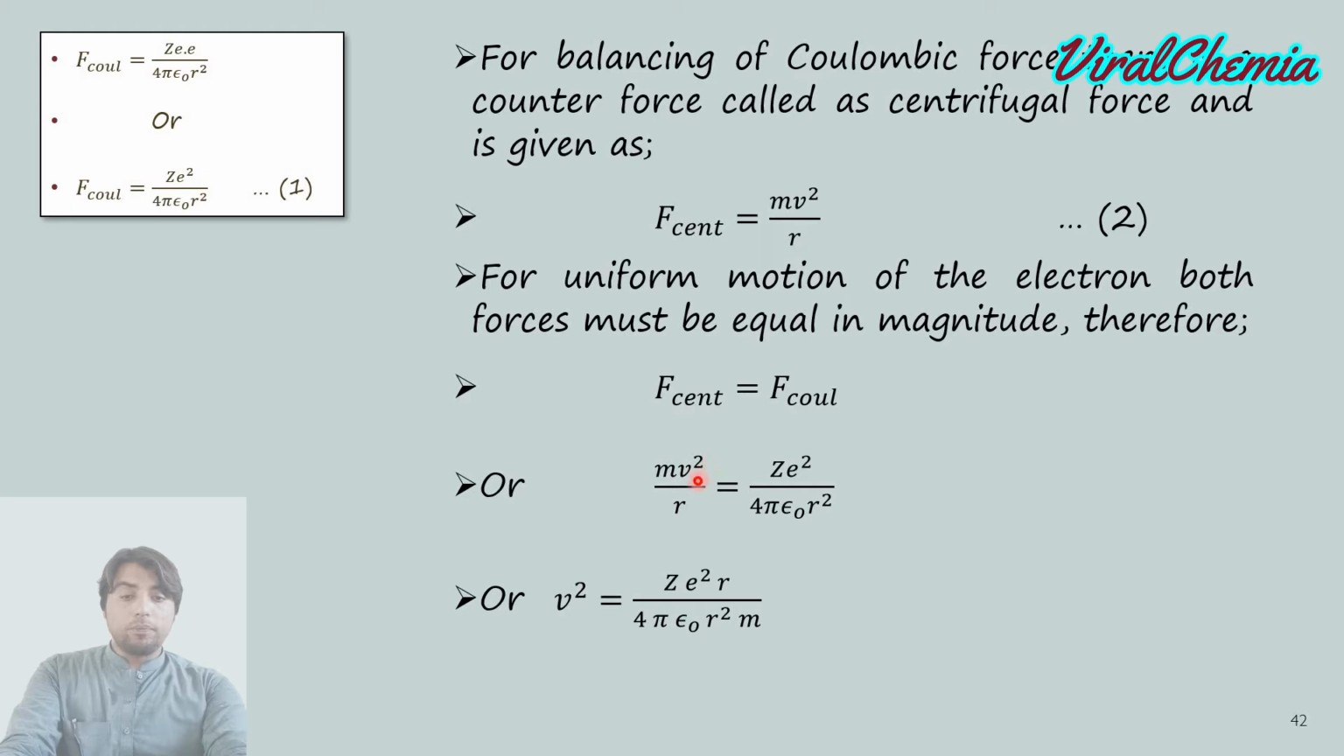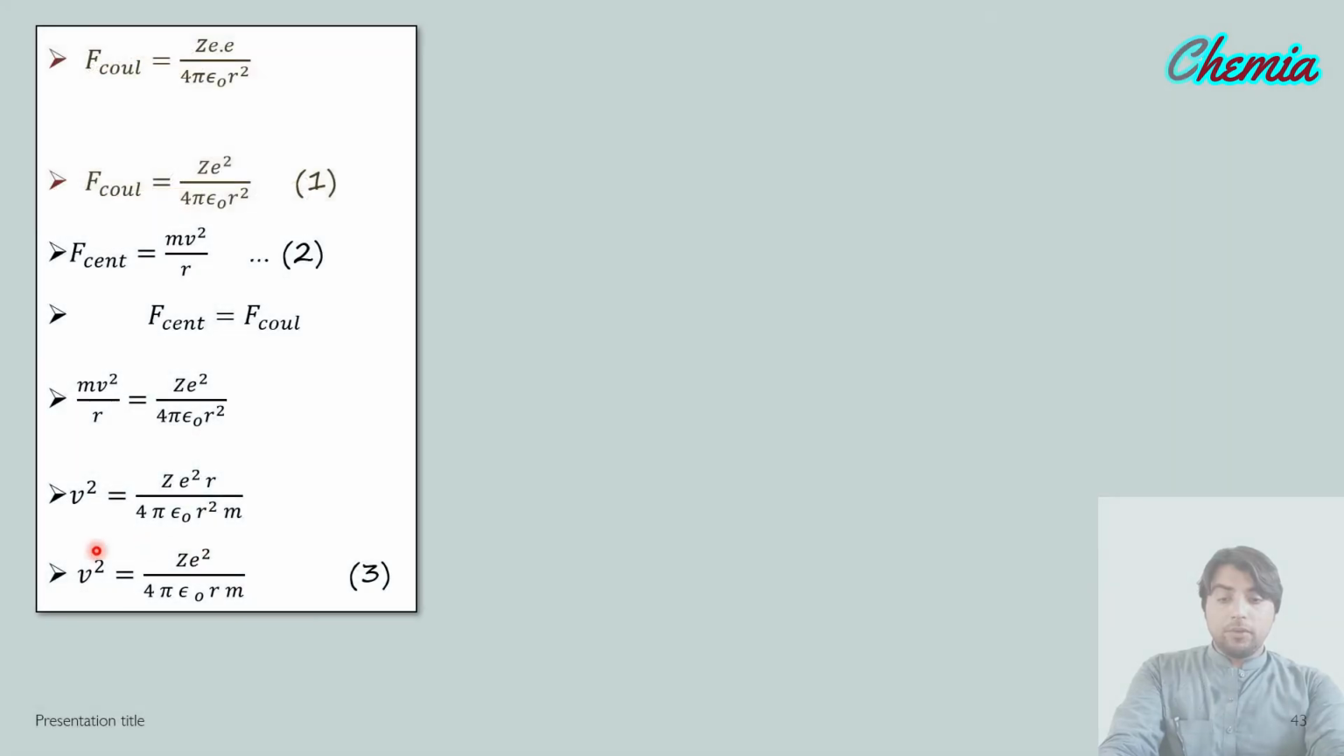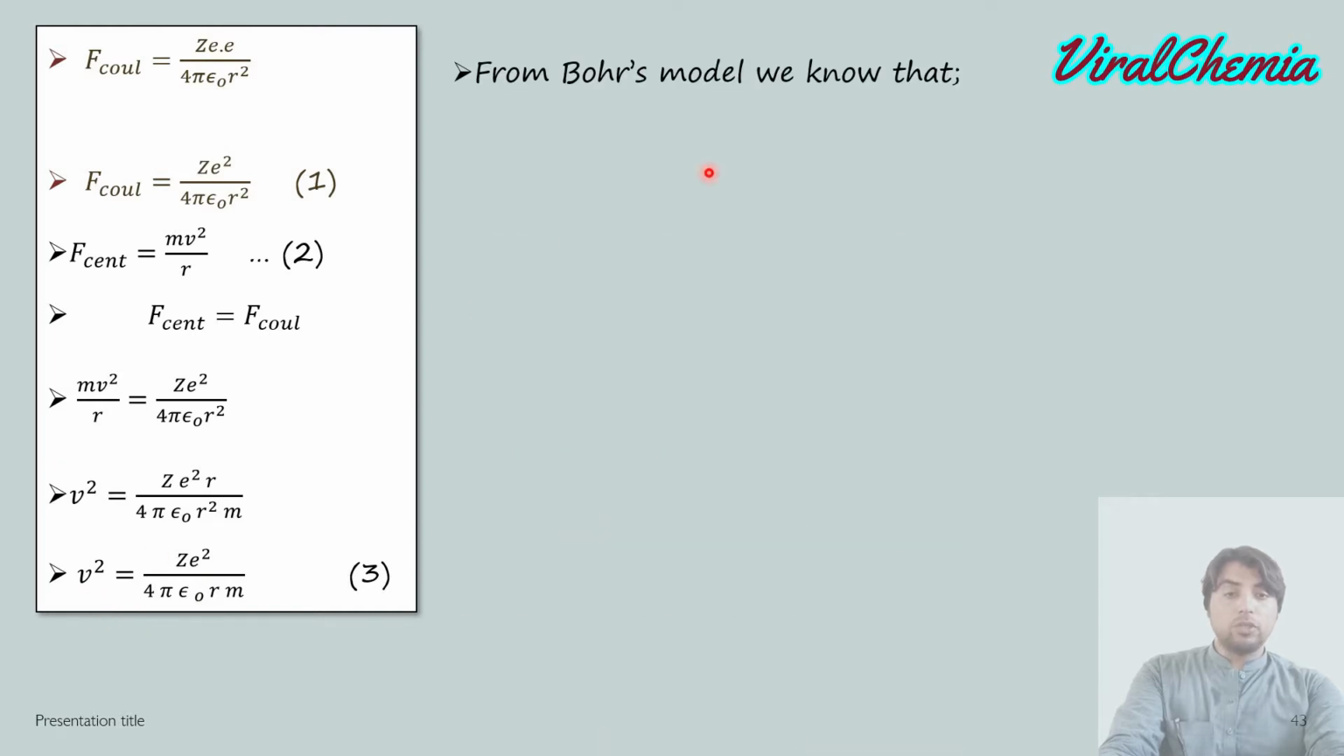Now, in order to find the value of v, we have to rearrange this equation. So bring this m here in the denominator on the other side, whereas r goes to the numerator on the other side. So we get the equation v square equals Z e square divided by 4 pi epsilon naught r m. Now we have this equation here. To find the value of v, we use the Bohr model, where we have studied that mvr is equal to nh by 2 pi.